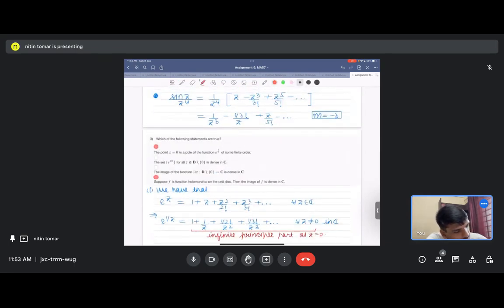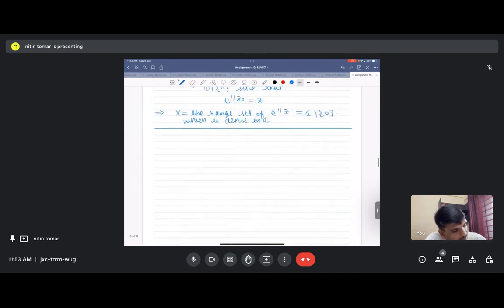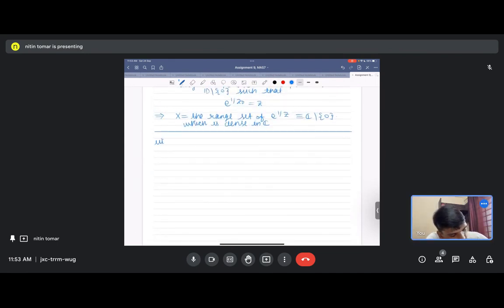Now what about the image of this function 1 by z? This function is not dense, right? Why? See, okay, let us quickly discuss. This is the third option. So the function f(z) equals 1 by z in d minus 0, what will be its range? So mod f(z) will always be greater than 1, right?